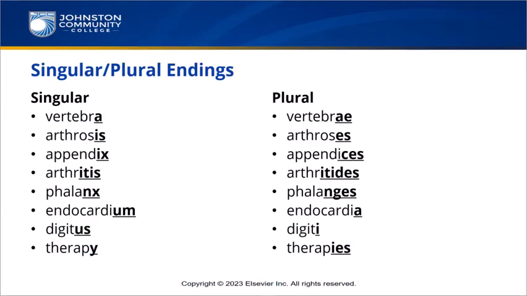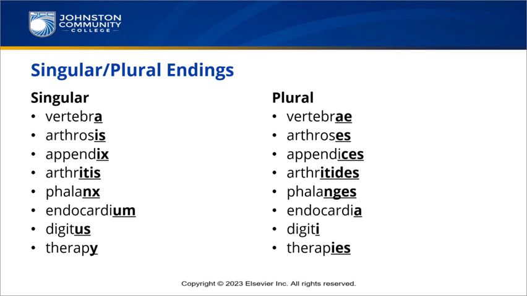These singular and plural endings are the result of Greek and Latin origins of our terminology. For the singulars, if the term ends in the bolded letters, drop them and add the bolded letters in the plural column. Vertebra, which is a backbone, goes to vertebrae. Then arthrosis, which is an abnormal condition of the joint, goes to arthroses. Then we have appendix, usually refers to the addition, as in the vermiform appendix, that hangs off the first part of the large intestine. Appendix goes to appendices.